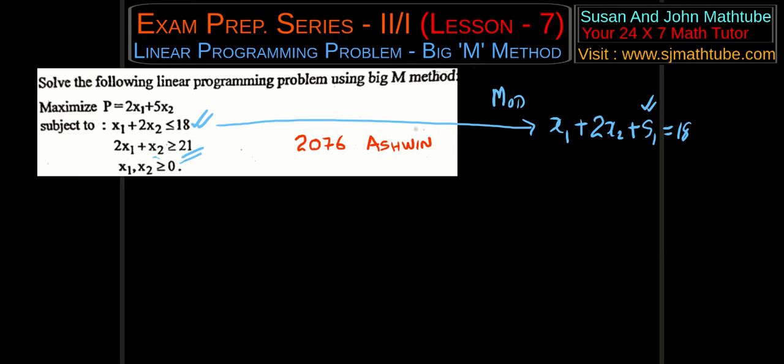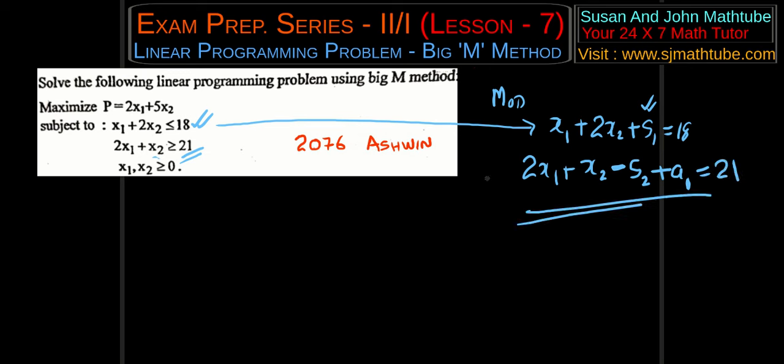Now look at the second one. It might be slightly different for you, but it's the same thing. The modified problem becomes 2x1 plus x2, and now I'm going to subtract s2, just the next one after s1. At the same time, I will put an artificial variable. Since it's the first time I'm introducing an artificial variable, I'm putting a1. You can use any letters or notation which you like. It is equal to 21. So that's it. Now the objective function.